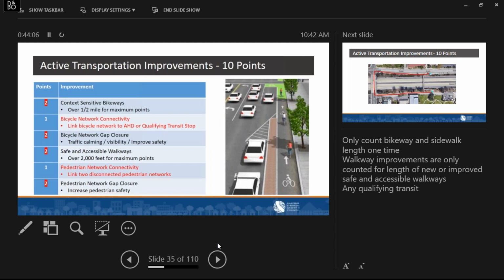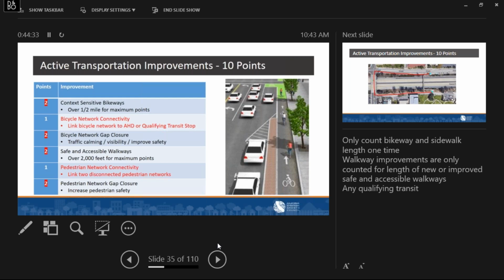So now I'm just going to get into a breakdown of each of these 55 points and give a little detail as to how to score each of them. You'll notice red text within the following slides. This is to signify an area that's changed since the round 4 guidelines. So for those of you familiar with the program, you'll notice something different here. Our active transportation scoring is worth 10 of these 55 points.